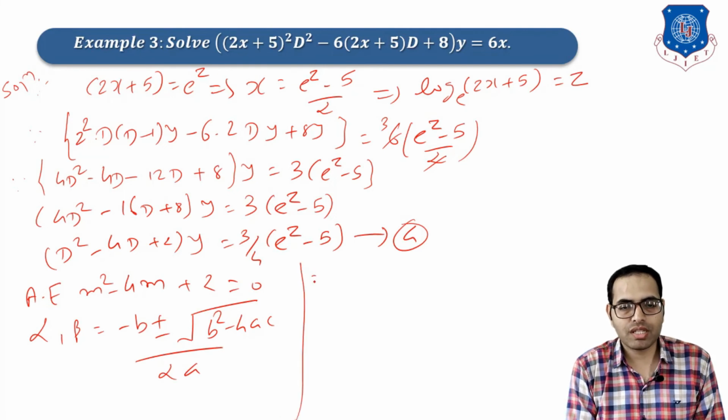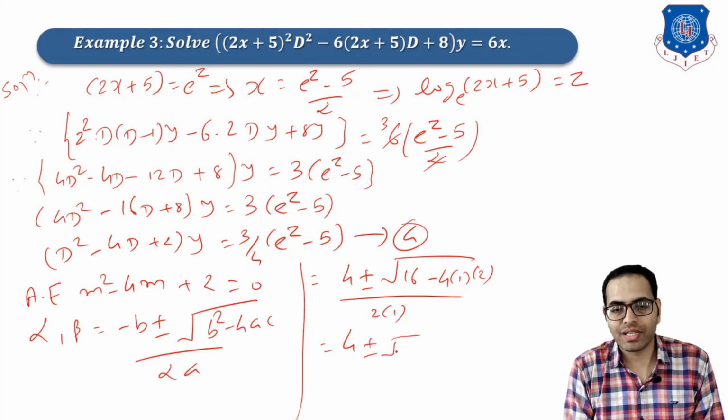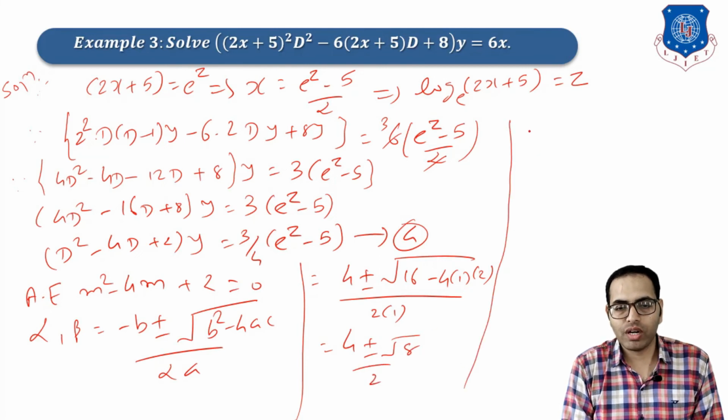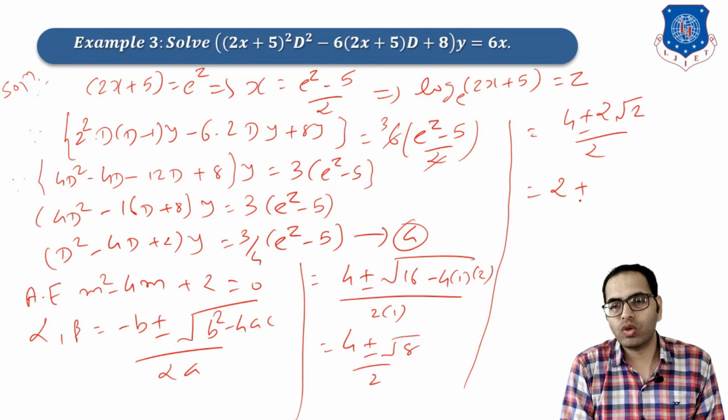Now substitute these values: minus b, that is 4, plus or minus root delta, that is 4 square, that is 16, minus 4 into a, that is 1, into c, that is 2, divided by 2 into a. Then simplify: 4 plus or minus the square root of 16 minus 8, that is 8, divided by 2. That means 4 plus or minus 2 root 2 divided by 2, then 2 plus or minus root 2.